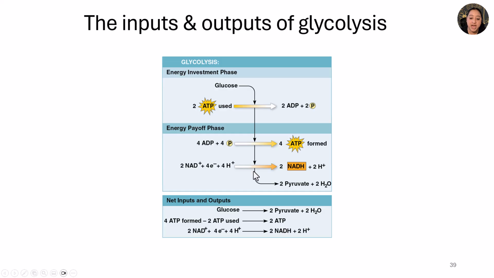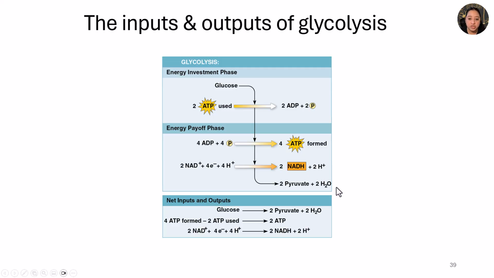And then you also make 2 NADH and 2 molecules of pyruvate. And then there's water produced as a byproduct. And also, when the electrons are transferred, 2 protons are also transferred, but they just get put into the cytoplasm.